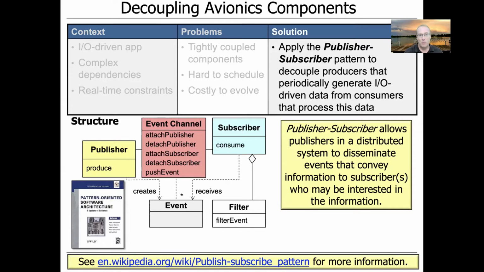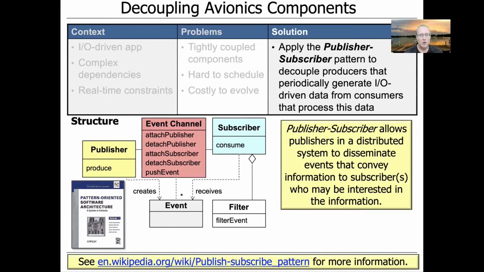Now, what we did was we applied the publisher subscriber pattern to help decouple producers and consumers, where the producers would periodically generate I/O that was basically driven by time. Every so often, 20 times a second or whatnot, every 50 milliseconds, events would be generated by the hardware. And then that information was routed using the publisher subscriber pattern through the mission computer to consumers that would process the data. And this turns out to be a very good mapping from the problem and the context onto the solution that the publisher subscriber pattern is trying to address.